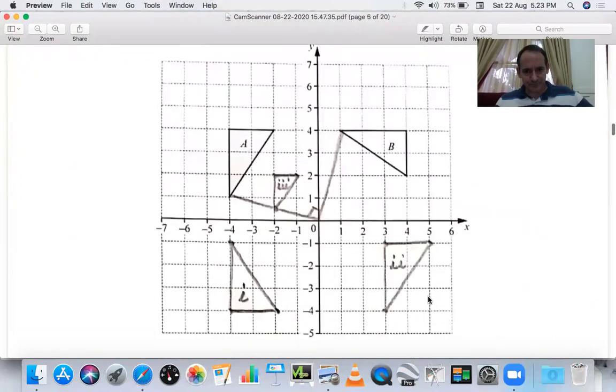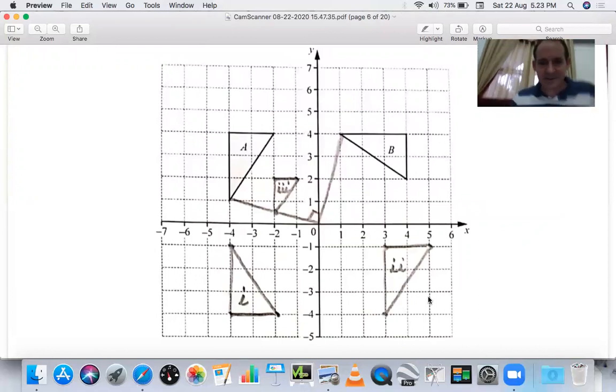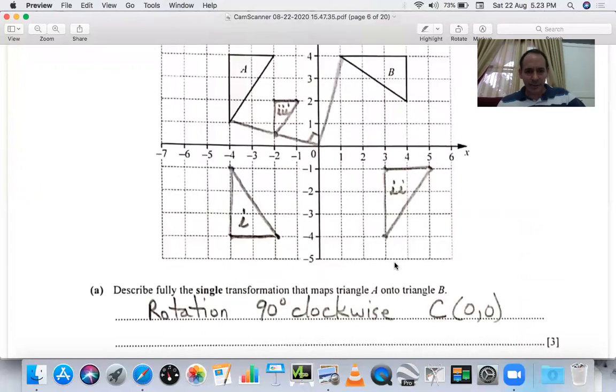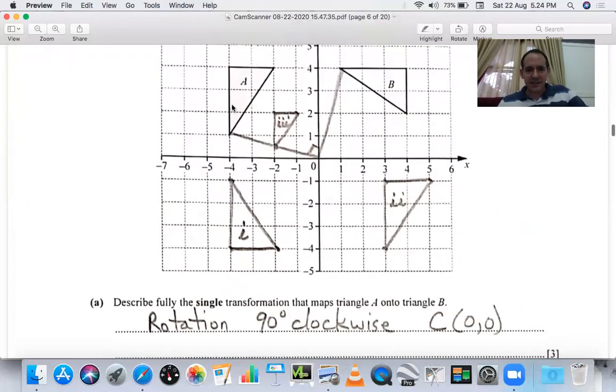Moving on, we get to transformations. So in the transformations, here we see the first one is describing the transformation of triangle A onto triangle B. Now there's only four types of transformations that you learn. One is translation. Translation is just shifting it somewhere. Well, obviously you can't just shift it without turning it. So that's not a translation.